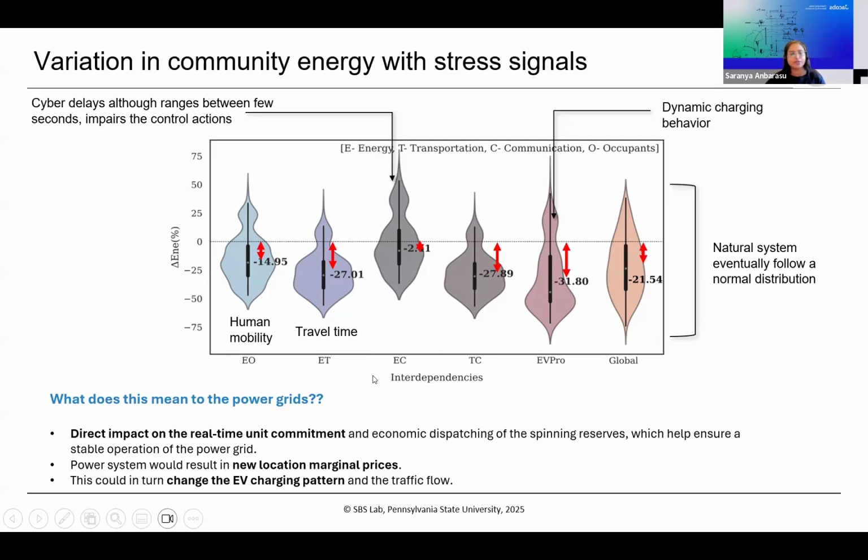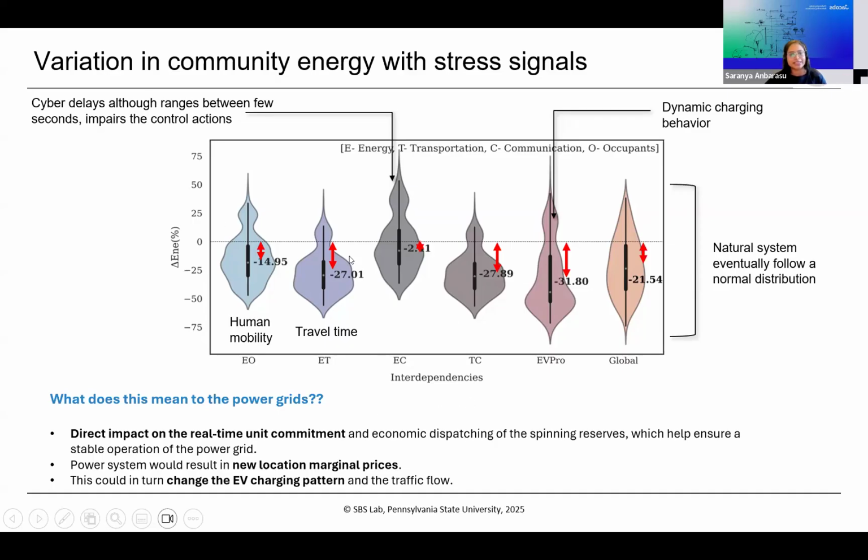So what does this mean for the power grids? Similar to what we talked about in the previous case, there's a direct impact on the real-time unit commitments. There's pricing, and the generators have to start producing more electrical power. There are also going to be changes in the locational marginal prices, because we are calling in emergency generation at times. And this could in turn change how the EVs respond to the electricity price, so it's more like a cyclic change that's going to happen.